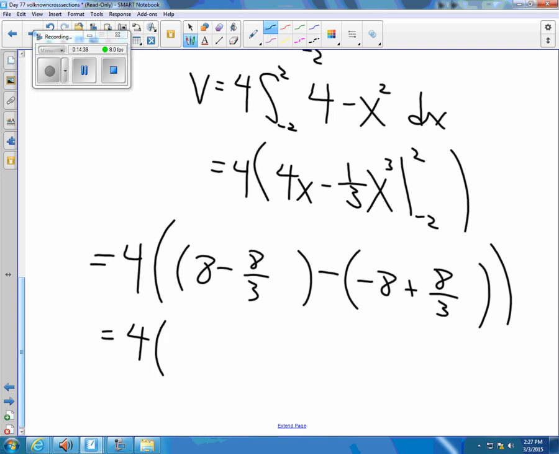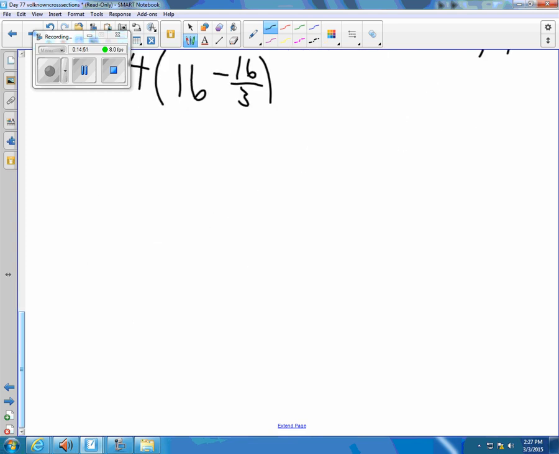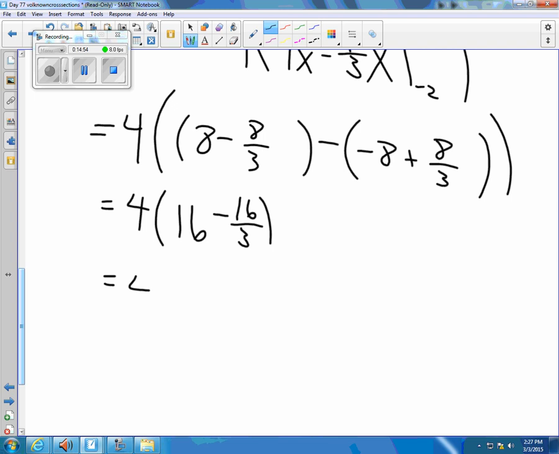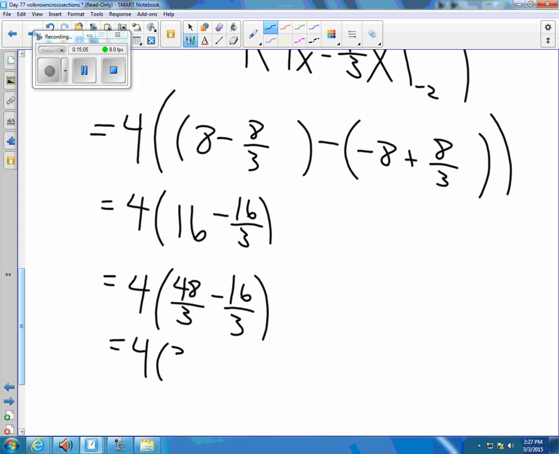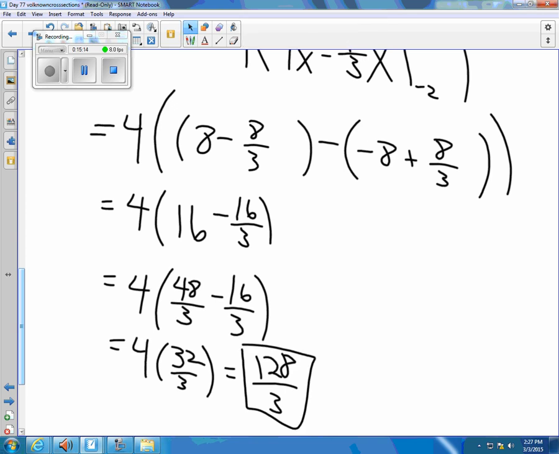So let's combine like terms. 8 minus negative 8 would be 16. Negative 8/3 minus 8/3 would be minus 16/3. So we have 4 times 16 is the same thing as 48/3 minus 16/3. 4 times 32 thirds, which is equal to 128 thirds. That would be the volume of this solid where every slice perpendicular to the x-axis is a square.